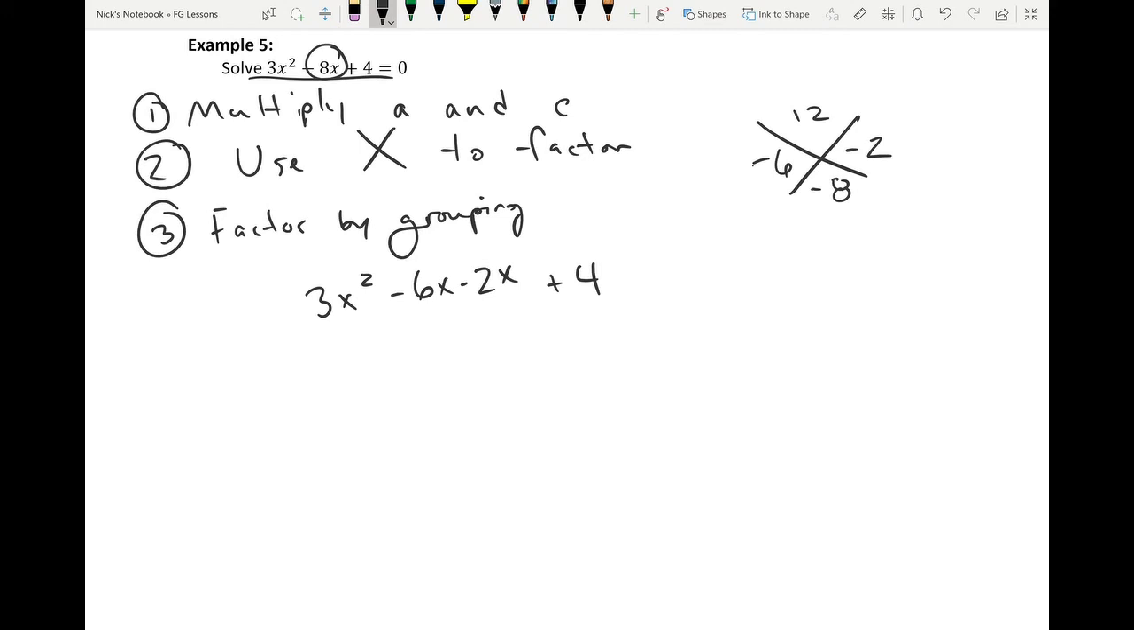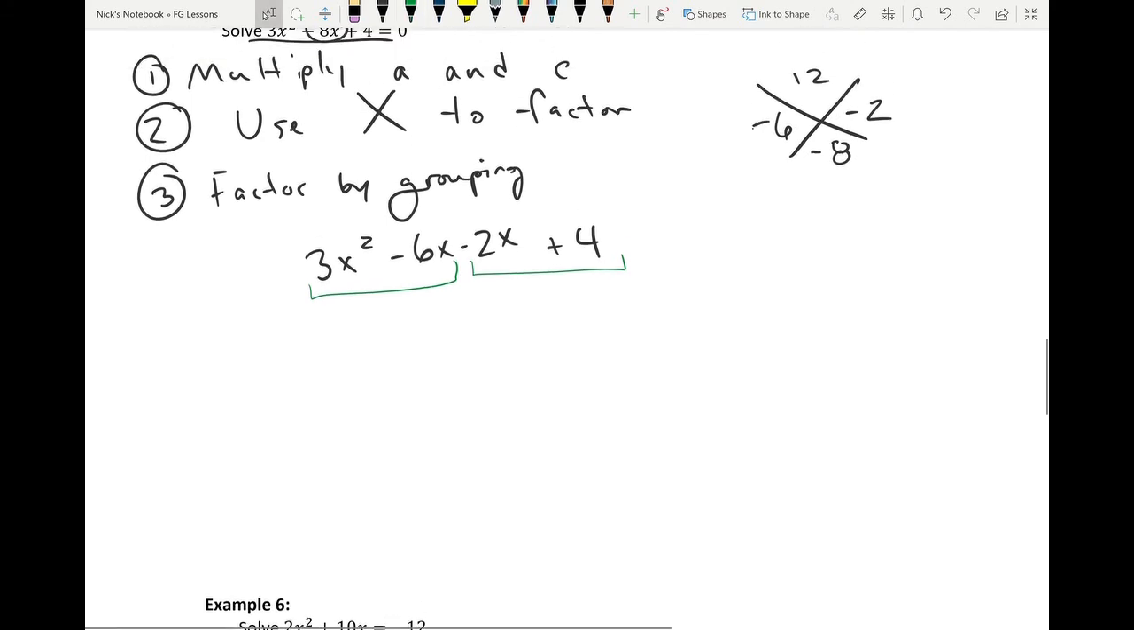All right, so factoring by grouping takes this first group and this second group. Those are two binomials now that we can actually factor. If we take 3x squared minus 6x, we say, all right, what's a term that's going to factor out here?